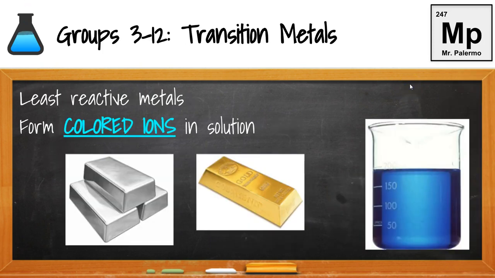Groups 3 through 12 are the transition metals. These are the elements that are in the center of the periodic table. These are the least reactive metals. This is where we find our precious metals like gold and silver, and they tend to form colored ions in solution. So when we put these ions into solution, forming an aqueous solution, they tend to be colored, like this copper solution here.